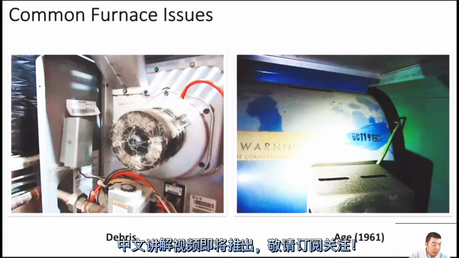If you see debris or dust like this, you should know this furnace maybe didn't get maintenance for a long time. You should make notes in your report. Sometimes debris like this means the filter is not good either.